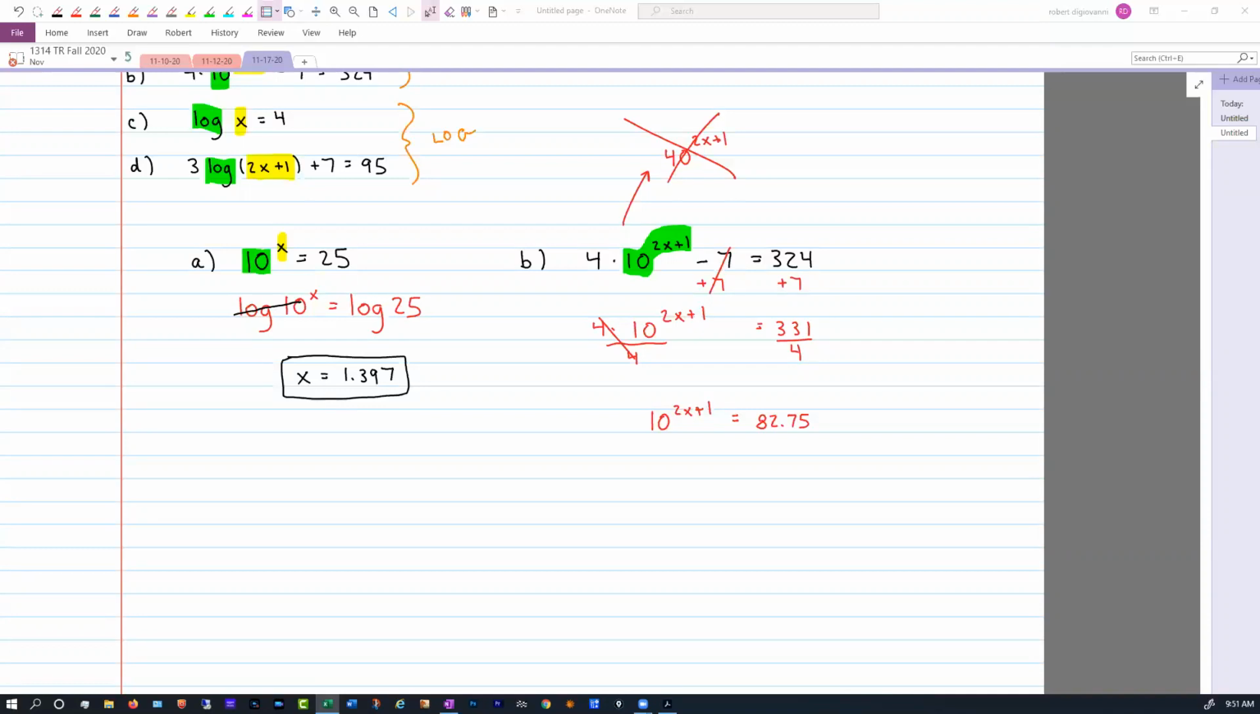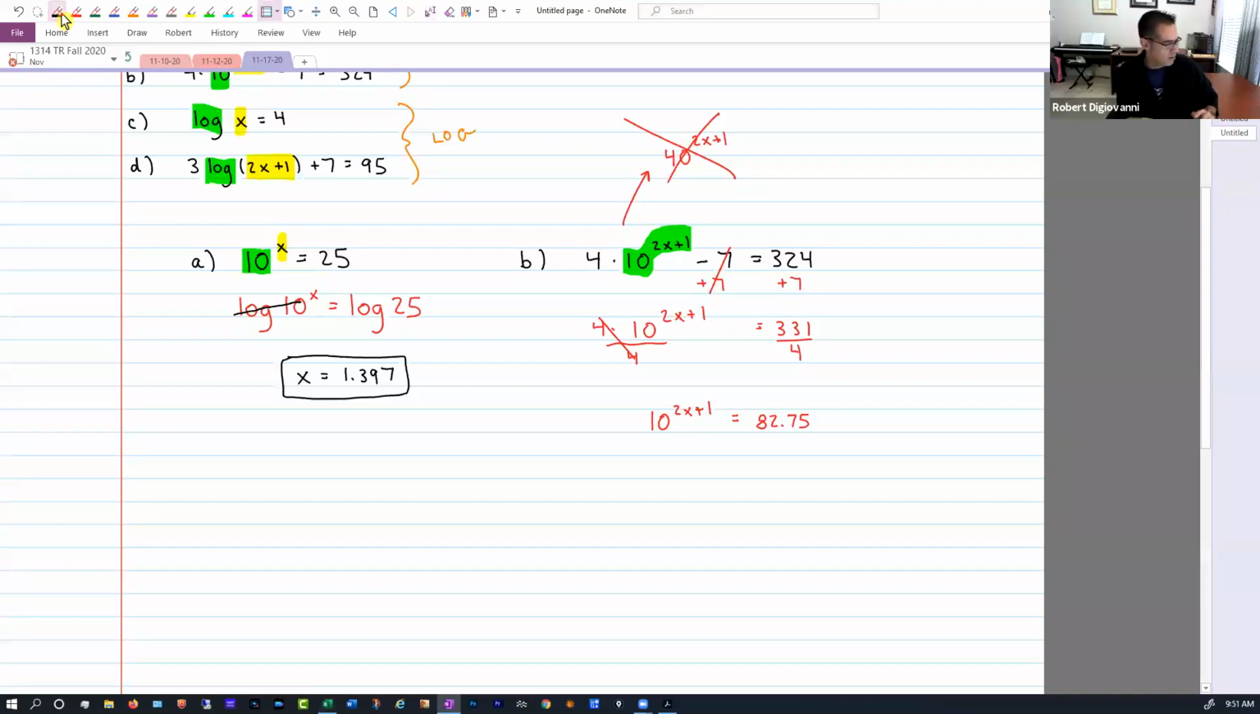You're going to try and get rid of the 10. Okay, so how do I do that? The log. Okay, good. The LOG button on the calculator. So log 10 to the 2x plus 1 equals, we have to do it on the other side, log 82.75. And remember, on the left-hand side, you're not actually doing log on your calculator. These two just go away. They're just gone. That's the whole idea. And that leaves you with the 2x plus 1.